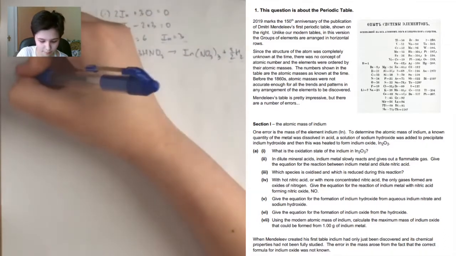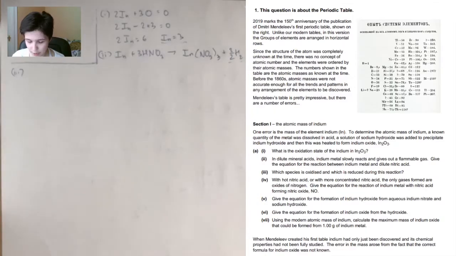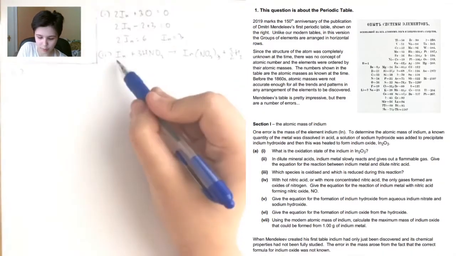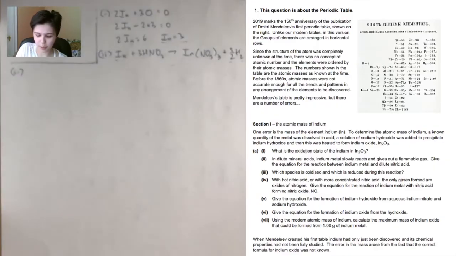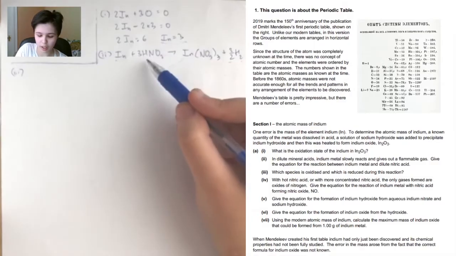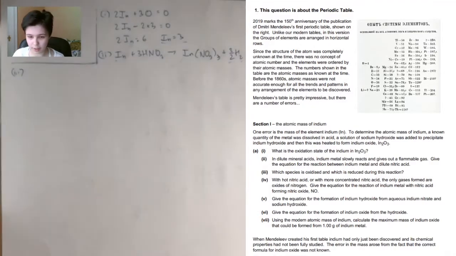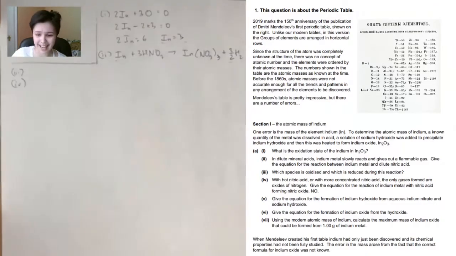For part 3, I believe I have to say which species is oxidized. Well, indium goes from 0 to +3, so that's oxidized, and hydrogen goes from +1 to 0, so that's reduced. Then for part 4, I'm not going to write that down because it would take ages.